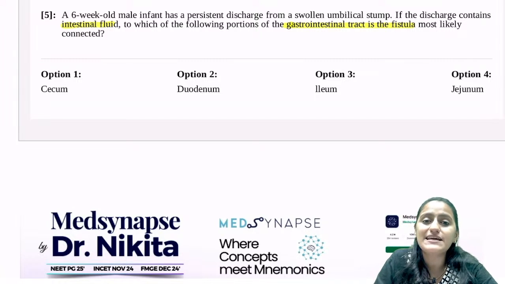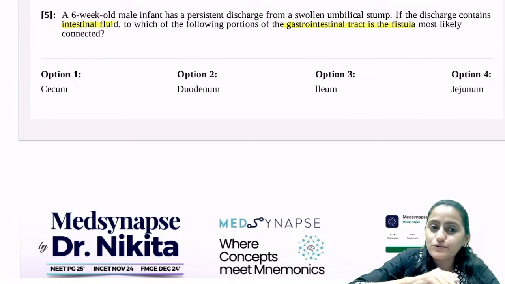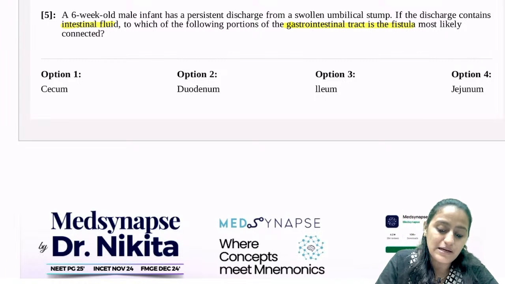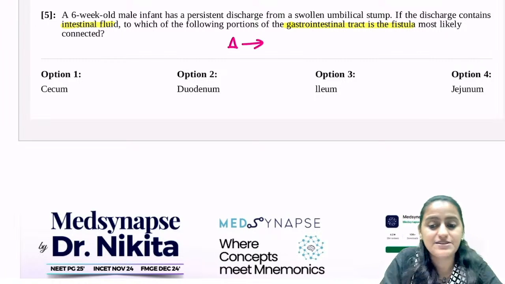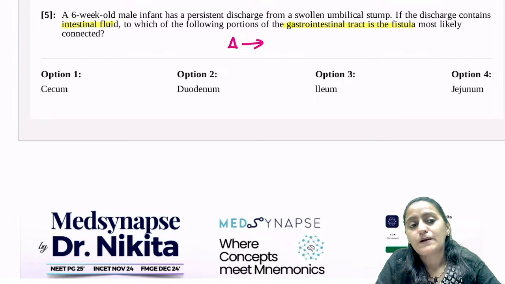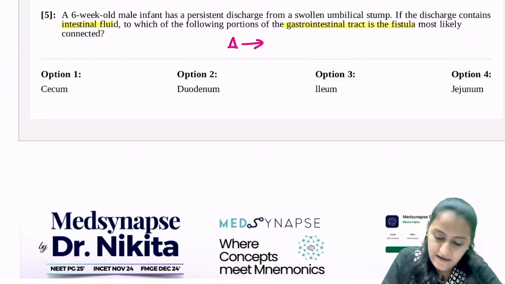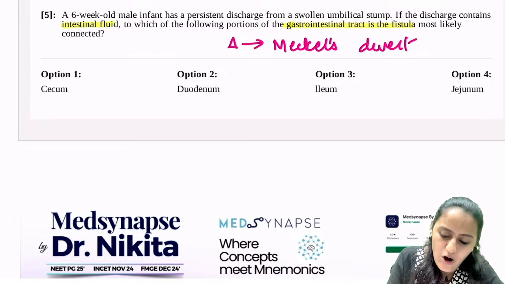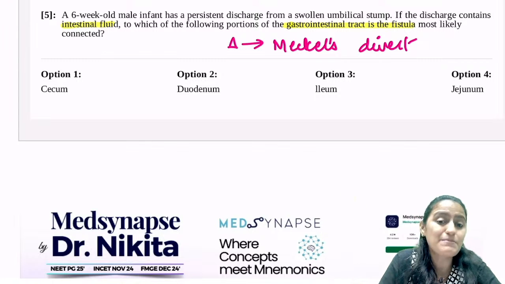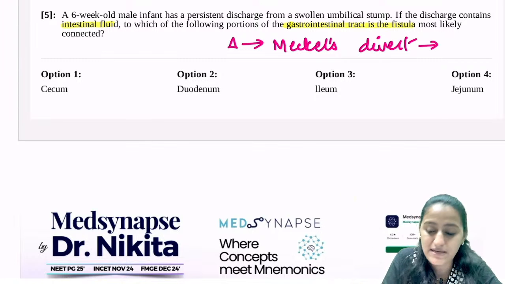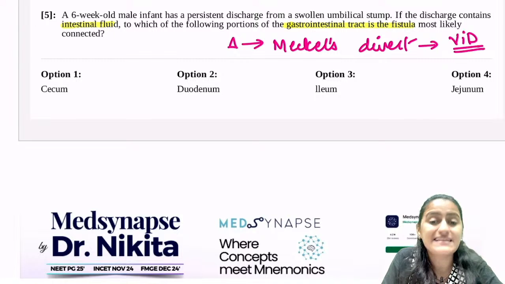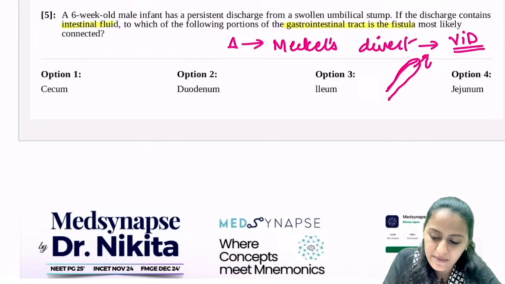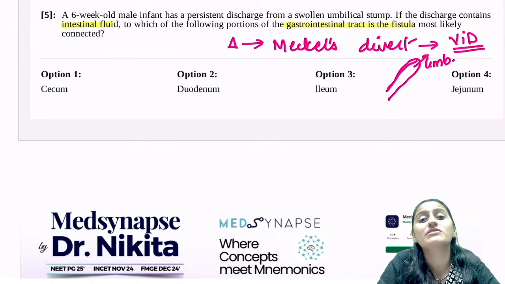Right? So it is telling you that umbilical stump है और उसमें से discharge हो रहा है and it is intestinal. So what are they talking about? What is the diagnosis here in this condition? What is the diagnosis here? Very good. This is Meckel's diverticulum, which can form the fistula also. Remember, Meckel's diverticulum is the remnant, it's a persistent vitello-intestinal duct. Okay, the vitello-intestinal duct, it can form a communication with the umbilicus and form a fistula.